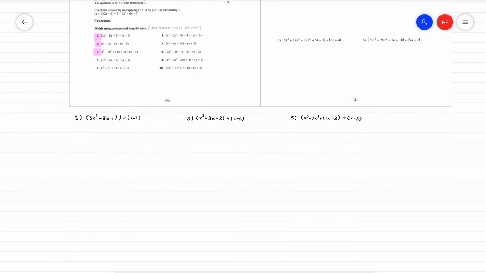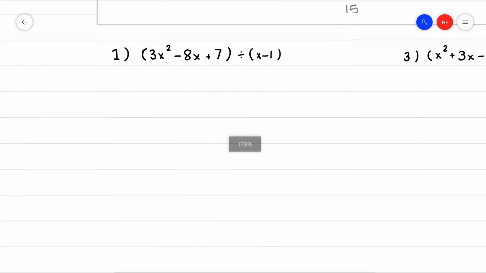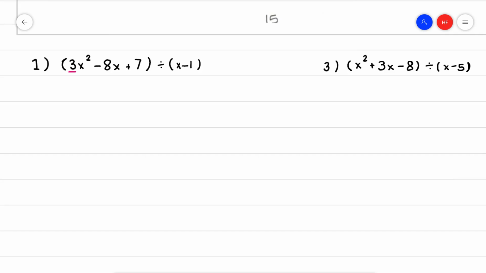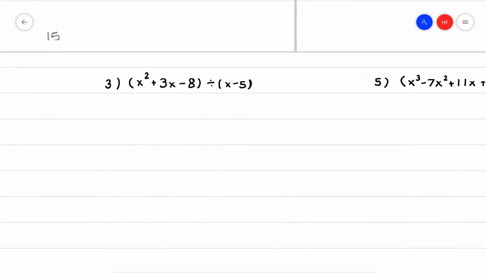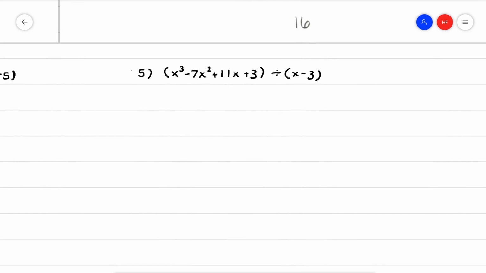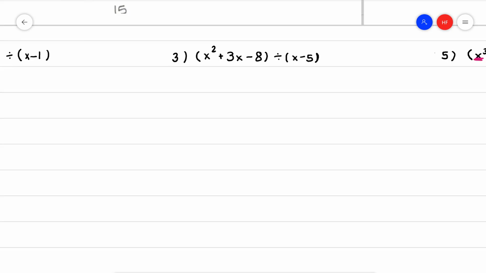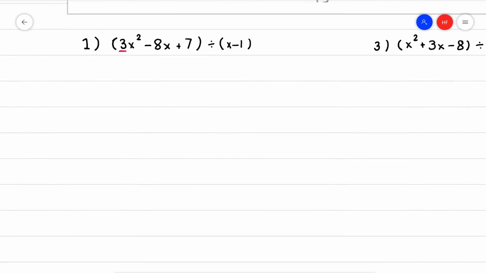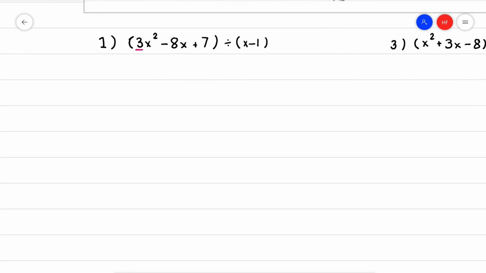But I'm going to do numbers 1, 3, and 5 on page 15, and then the 6 problems on page 16 will be for y'all to do for homework. I chose 1, 3, and 5 because number 1 has a coefficient right here. Number 3 is a regular problem where we cannot factor. And then number 5 has an x cubed instead of x squared. So I'm going to show you each of these, starting with number 1.